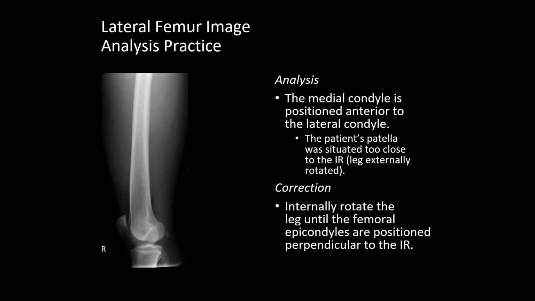Let's review this distal lateral femur image practice analysis. We can see in this analysis that the medial condyle here is sitting anterior to the lateral condyle, which indicates to us the leg is externally rotated too much. We need to internally rotate the leg again until the femoral epicondyles are positioned perpendicular to the IR.